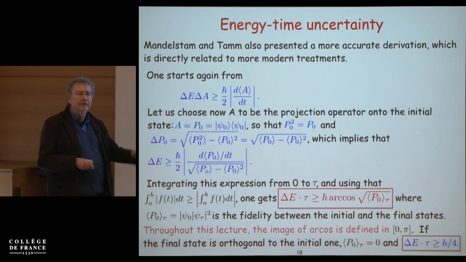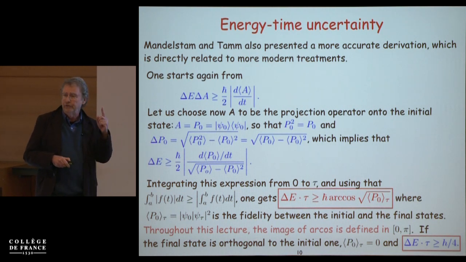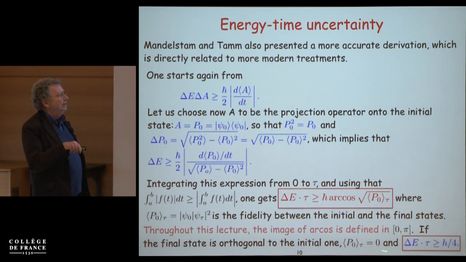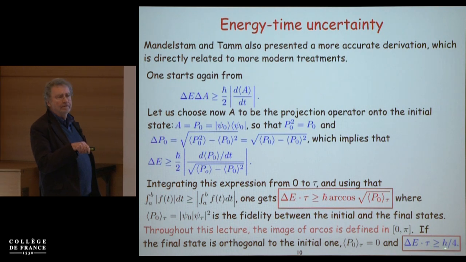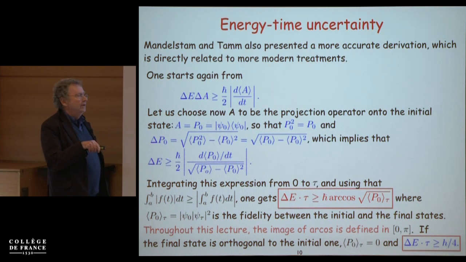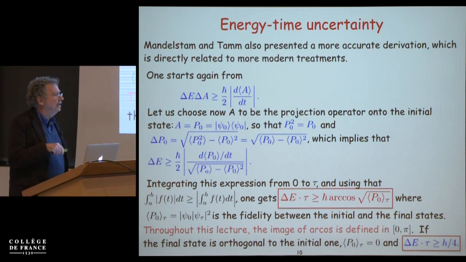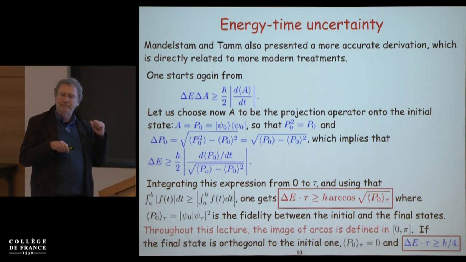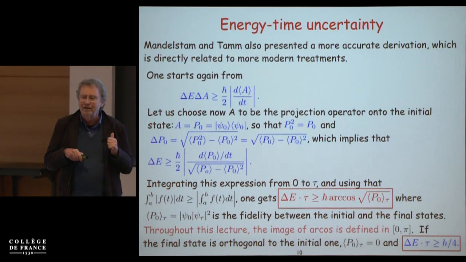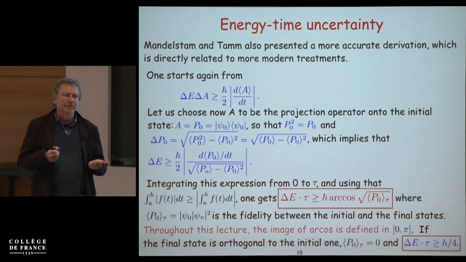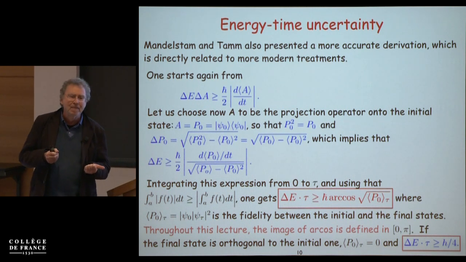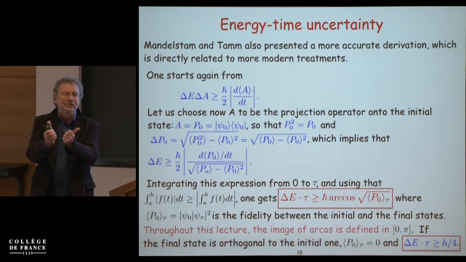Arc cosine 0 in the interval from 0 to pi is pi over 2. So you get immediately this expression here. Okay? So this is, I'm going to call this the Mandelstam-Tamm uncertainty relation. It's different from the previous one, because the previous one involved an h bar. Okay? And the reason for the difference is that the criterion for distinguishability was different.